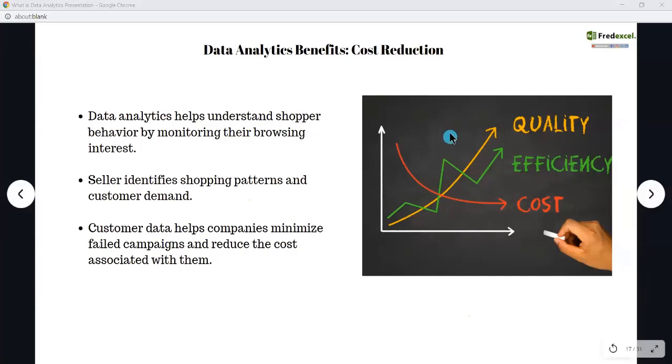Now, with data and much information, organizations are able to reduce their costs in that they are able to bring together items and sell them at a reduced price. The fact that they are selling at a reduced price doesn't mean that they are making losses. They have collected much information and they understand the behavior of the individual.